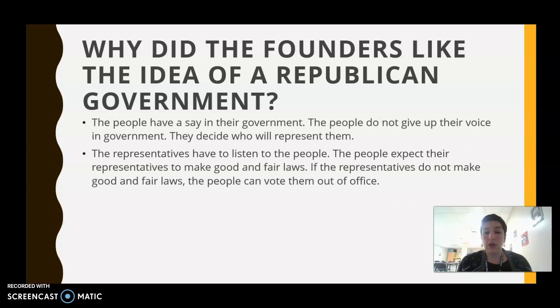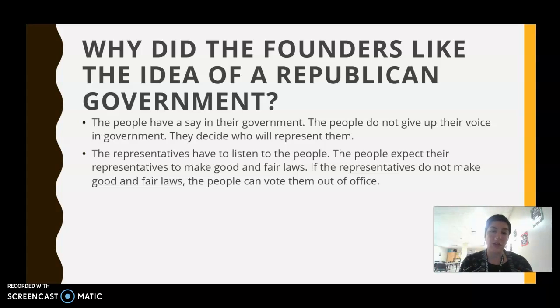The people have a say in their government. The people do not give up their voice in the government, but we decide who will represent us. Okay, so even though you might not be able to go to a debate and debate your point of view, by electing somebody who represents you, you have them doing this for you. So your voice is still heard by having a representative.